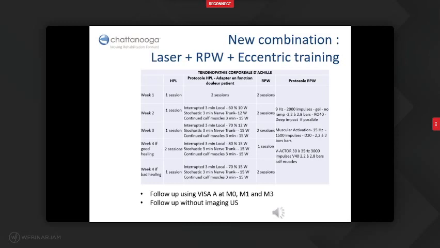We use a follow-up with the VISA-A score at the beginning of the study, then at 1 month, just at the end of the treatment, and at 3 months. We don't use ultrasonography for the follow-up because we think that there is no change over a short period of some months on US evaluation.